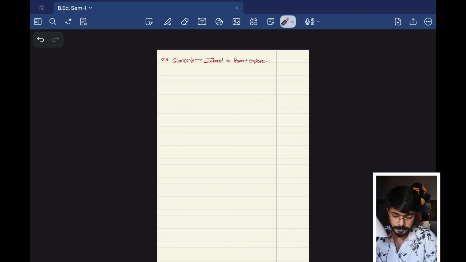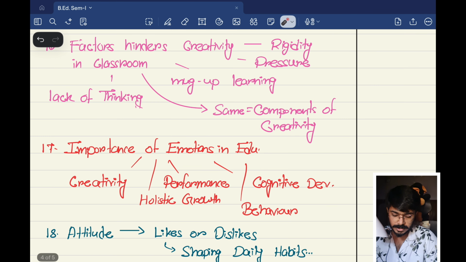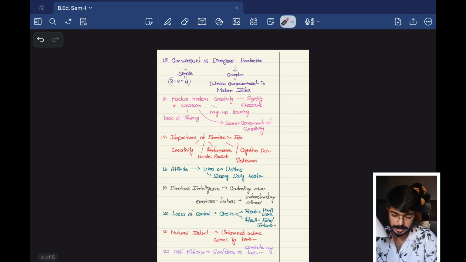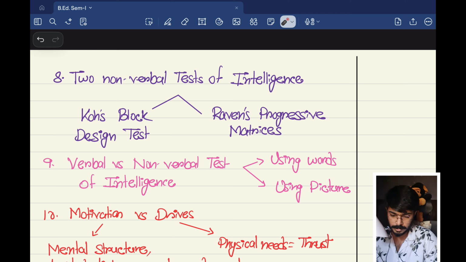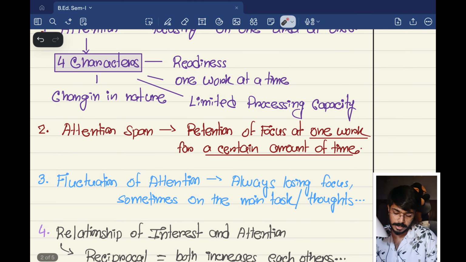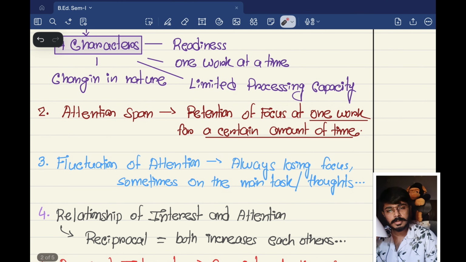I hope you have taken screenshots of various things that I have written on my digital tab, and if you didn't, write down the things whatever I was explaining. I at least hope that you took the screenshot. And this is all from my side.